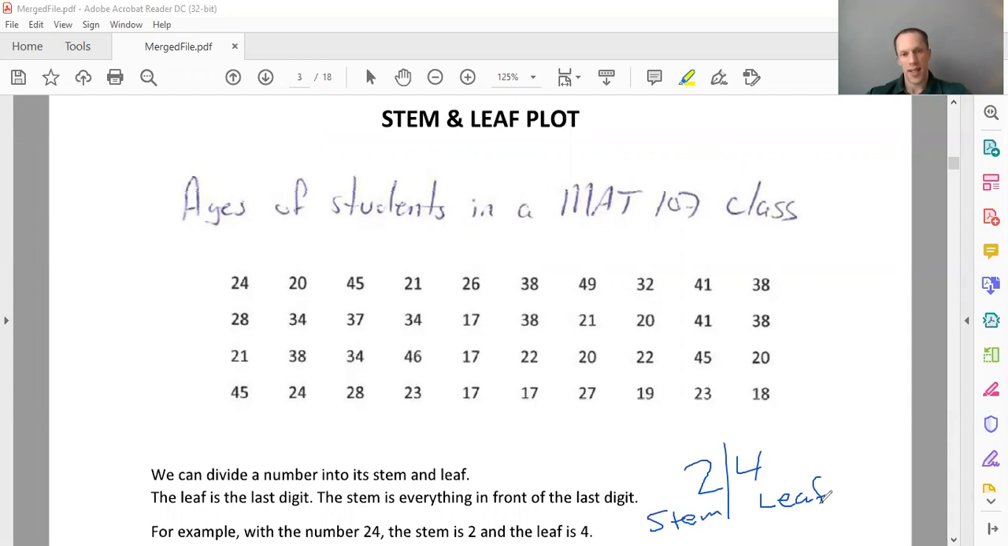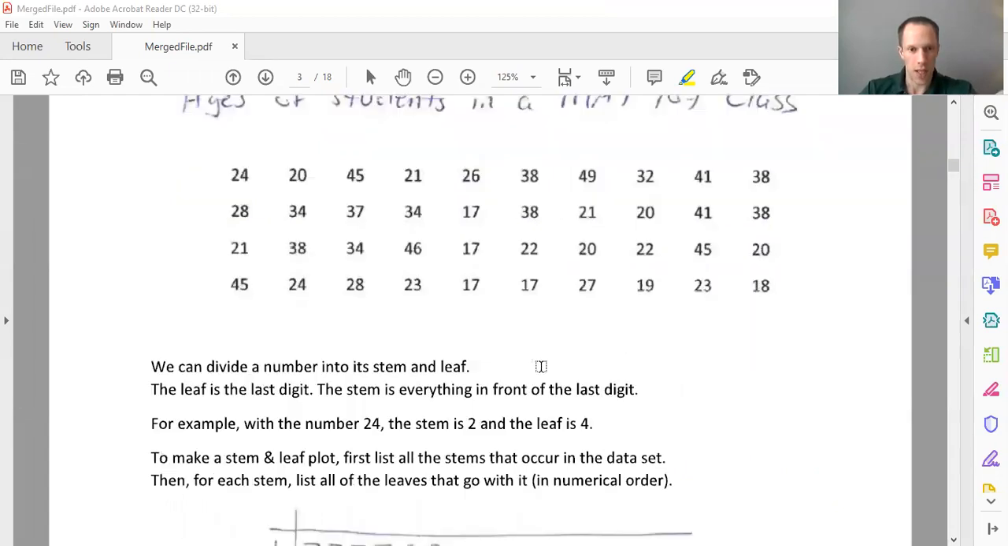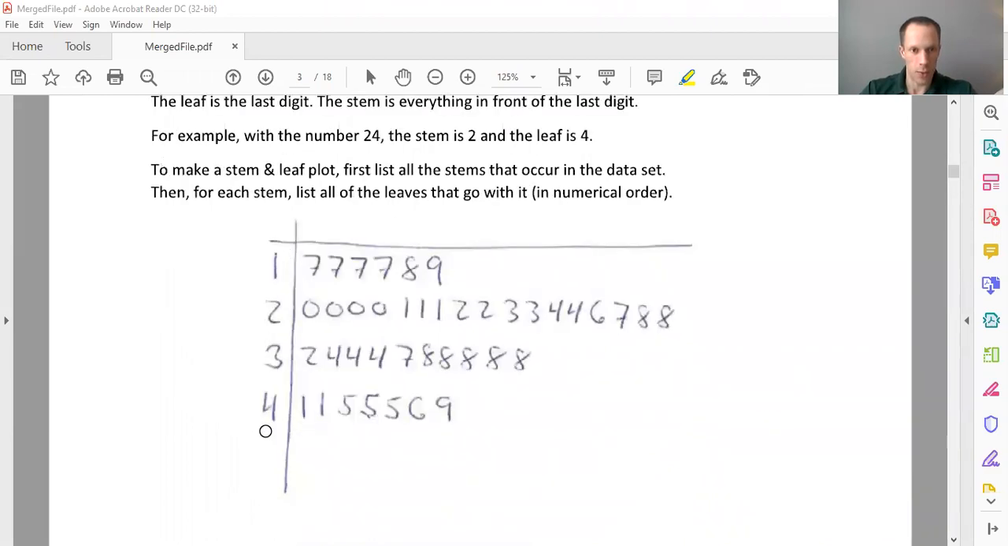So for each one of the numbers in the data set, you can get the stem and you can get the leaf. Now, if you look at these numbers, we got numbers in the teens, 20s, 30s, 40s. So we're going to have stems of 1, 2, 3, and 4. So what we do to make our stem and leaf plot is we put those stems, 1, 2, 3, and 4, and then we just put all the leaves that would go with that stem. So the number 17 is in this list 4 times. So you got 4 7s here as leaves that go with 1. 18 was in the list, so you got a leaf of 8 that goes with the 1. And you do that for the 20s, the 30s, the 40s. And what you can see from this graph is that most people in this Math 107 class are in their 20s.